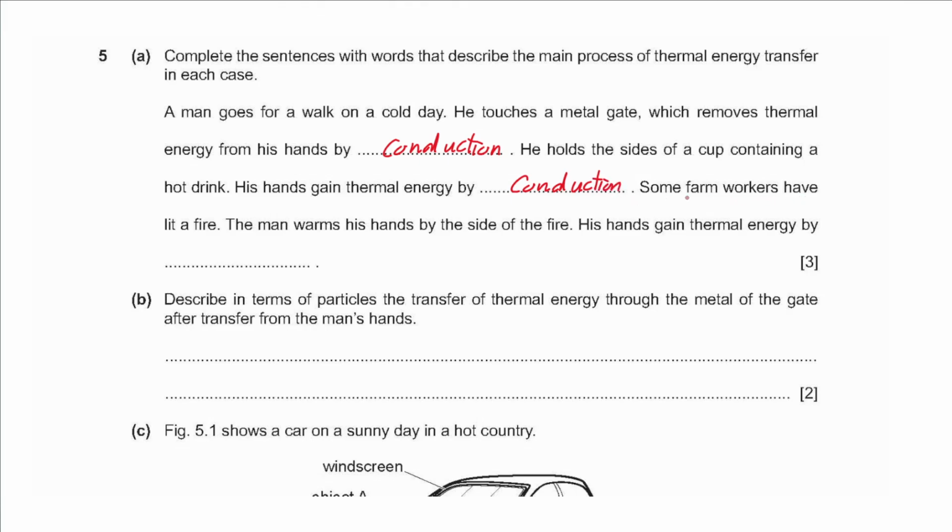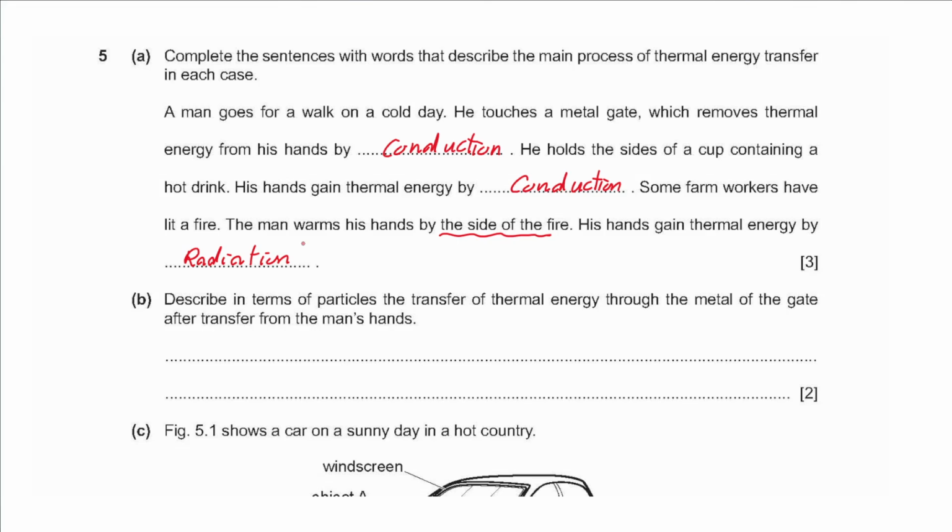Some farm workers have lit a fire. The man warms his hands by the side of the fire. His hands gain thermal energy by radiation or infrared radiation, since by the side means that the heat is not going upward, so it's not convection. And the air between the man's hands and the fire is actually a poor conductor, so it's not conduction that transmits the heat.